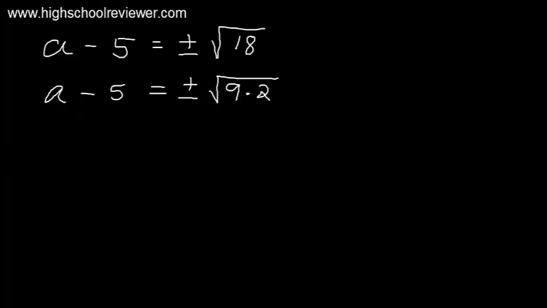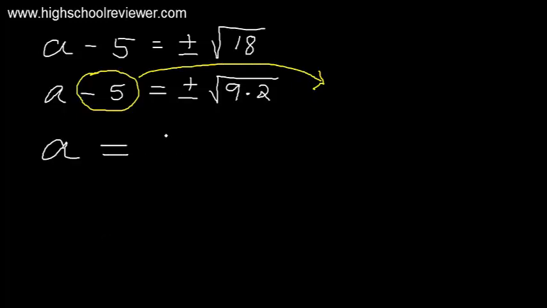Okay, now to find the value of a, we need to transpose negative 5 to the other side. What will be left on the left side is only positive a. This is equal to plus minus the square root of 9, which is 3. So this will be plus minus 3 square root of 2. If we transpose negative 5, it will change sign, so this will now become positive 5.